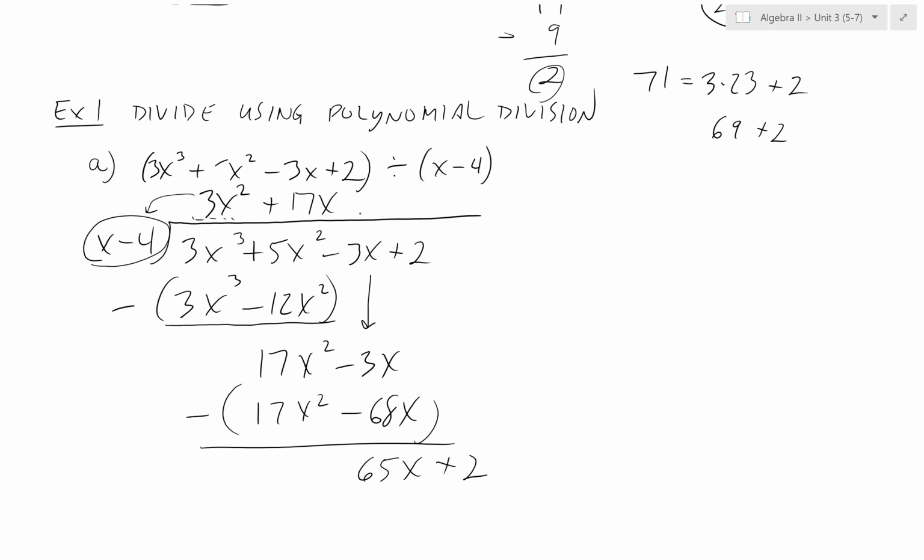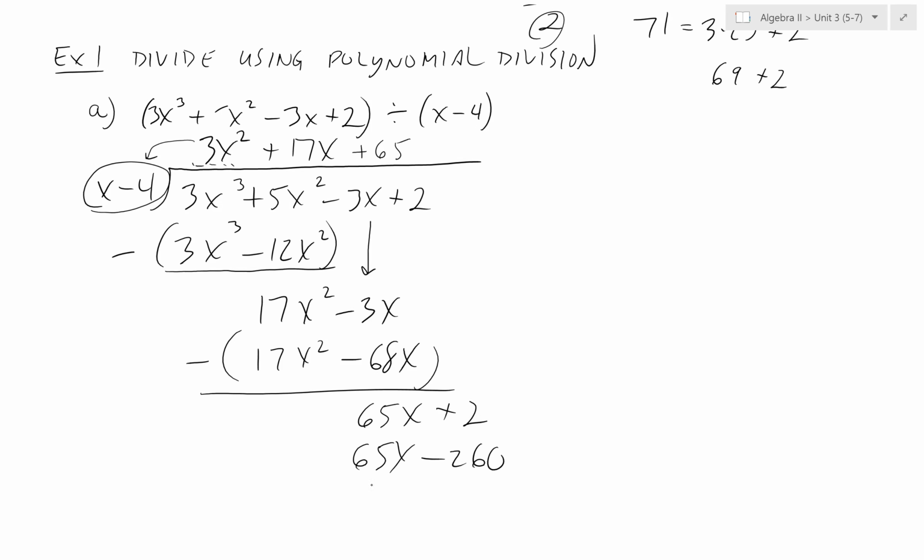Okay, what do I multiply x by to get 65x? 65. And so that's going to be 65x minus 260. Then we subtract. And we get 262 as our remainder.